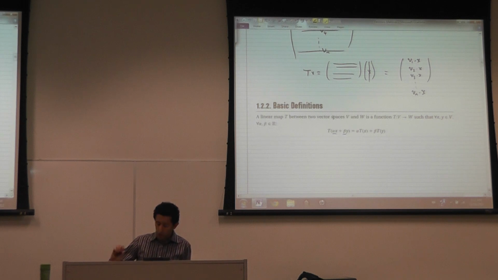Now, under this definition, is this a linear function or not?